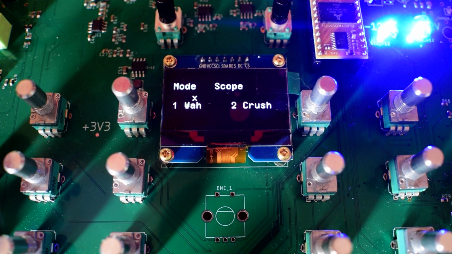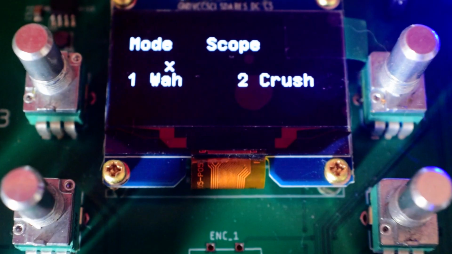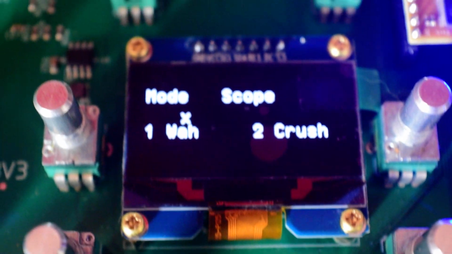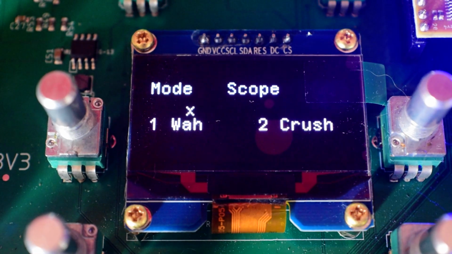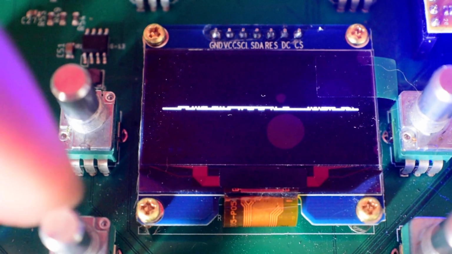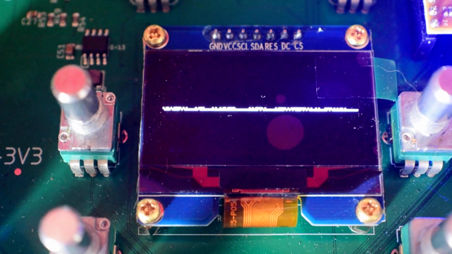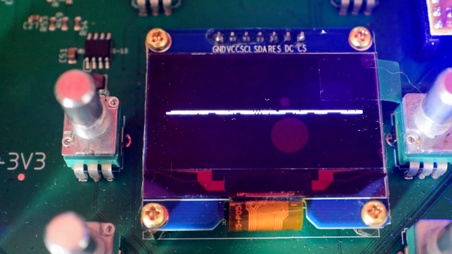Okay, so yeah, this is the sort of operating system. You can turn it onto scope mode, and then it should draw a little waveform for you. Turn it a little quicker. You can have an extended length of time as well.